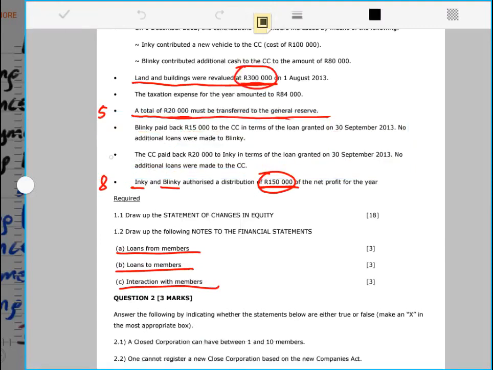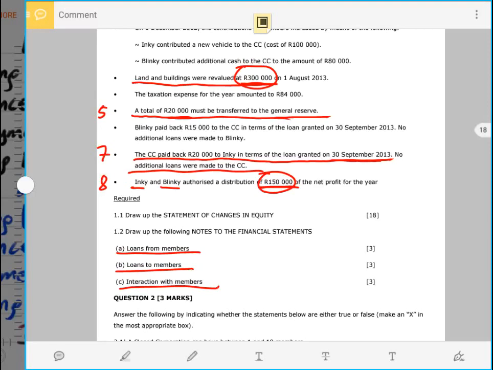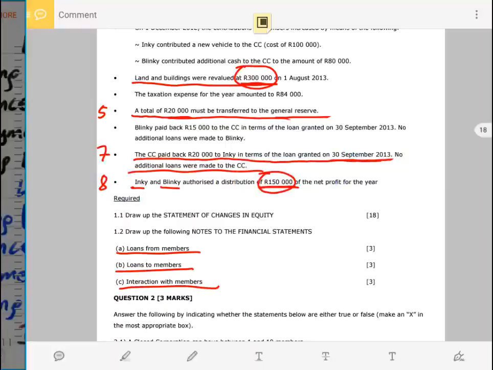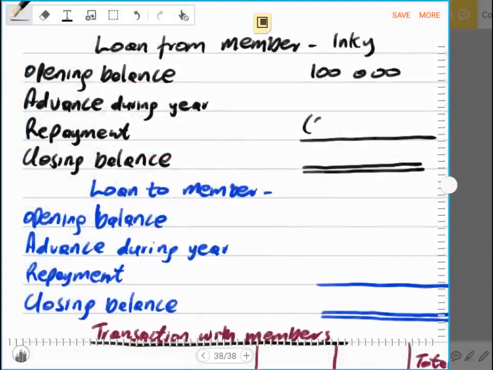Now it says under bullet point number 7, the CC paid 20,000 to Inc. in terms of the loan that was granted on the 30th of September 2013, and there was no additional loan from this member. Therefore now it will be a repayment of 20,000 rands. Then that 20,000 rands will have to be negative, indicating that we are reducing the loan. So now it will be 20,000 rands of the payment, meaning that at the end of the year the loan will be sitting at 80,000 rands.